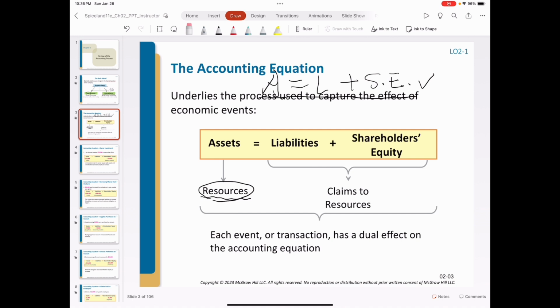Long-term assets include long-term investments, property, plant, and equipment, other intangible assets, etc. These economic resources are required for the company's day-to-day operating activities. The other side of the equation represents the claims to the resources. These claims are either from the creditors, reported as liabilities, or from the owner, reported as shareholders' equity.